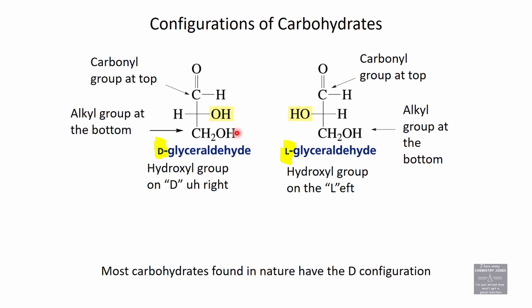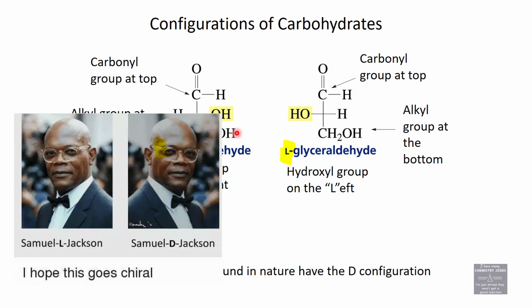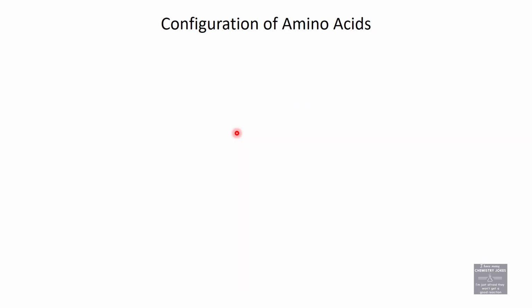Interestingly, most carbohydrates found in nature are D configurations. If you've ever looked in a biochem book, you might see D-glucose, D-ribose, D-fructose. D is the configuration of most natural carbohydrates. Cool.